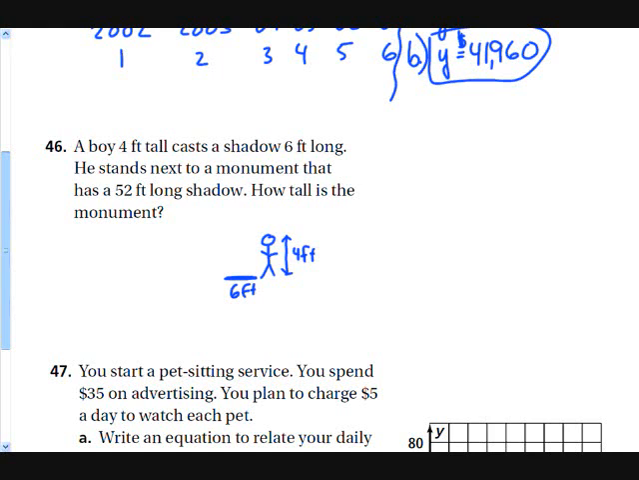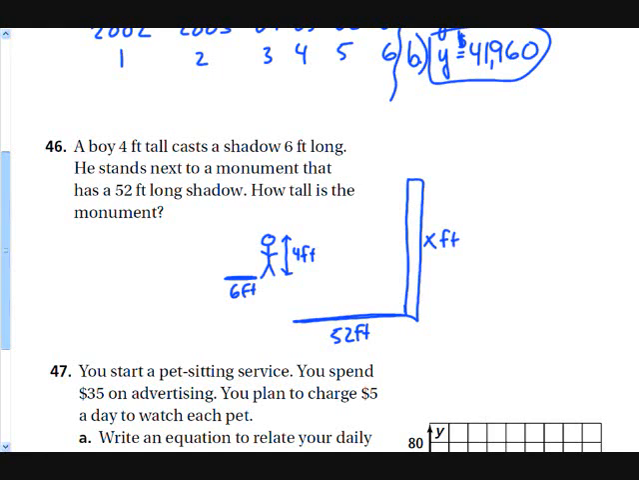And now he's standing next to a monument. Yep, it's a monument to rectangles. And it says that the rectangular monument here casts a shadow that's 52 feet long. We want to find out how tall the monument is in feet.